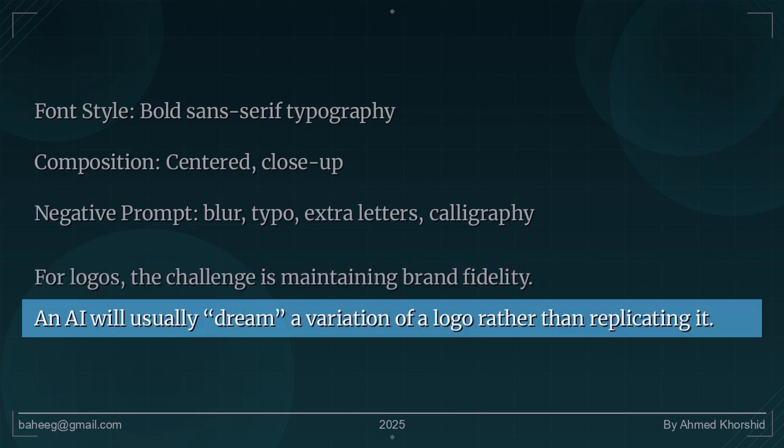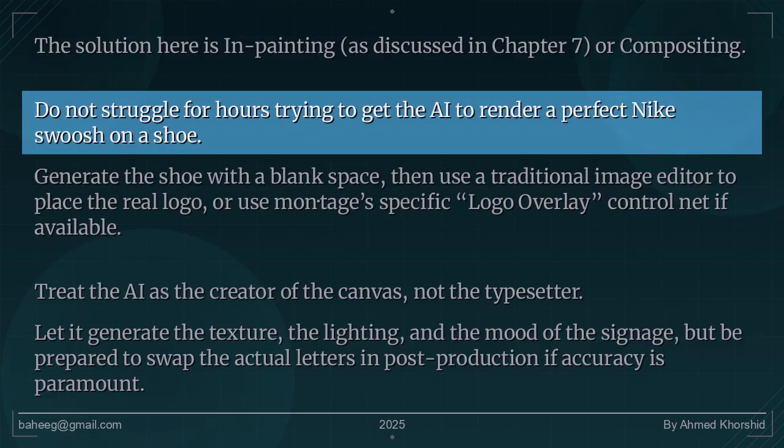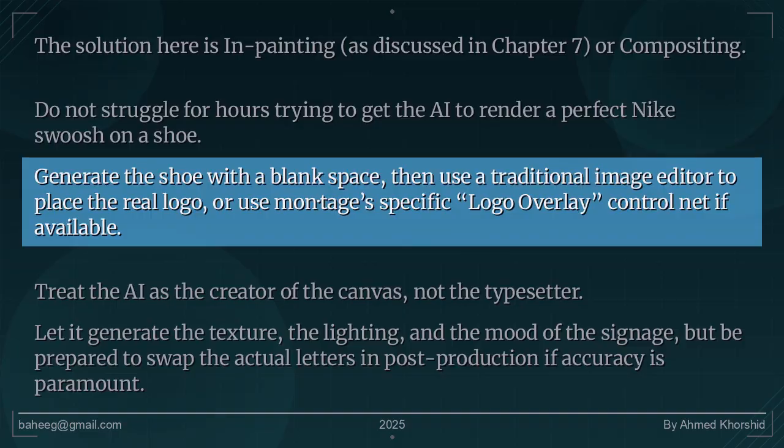For logos, the challenge is maintaining brand fidelity. An AI will usually dream a variation of a logo rather than replicating it. The solution here is inpainting, as discussed in Chapter 7, or compositing. Do not struggle for hours trying to get the AI to render a perfect Nike swoosh on a shoe. Generate the shoe with a blank space, then use a traditional image editor to place the real logo, or use Montage's logo-specific overlay ControlNet if available.